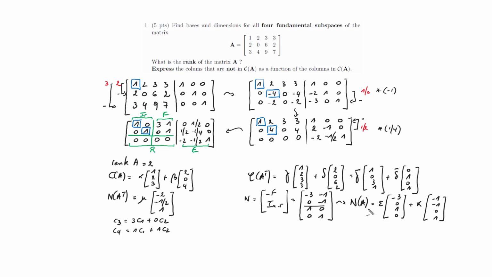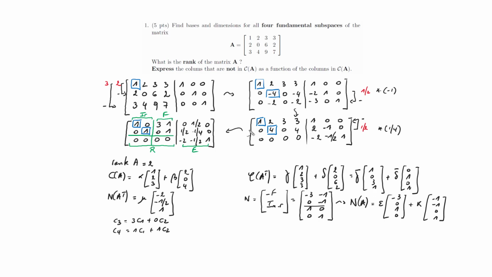Remember also that the null space of A is orthogonal to the row space of A, so this vector here should be orthogonal to these vectors over here. You should check this. And the same for this vector over here. It should be orthogonal to these vectors over here.